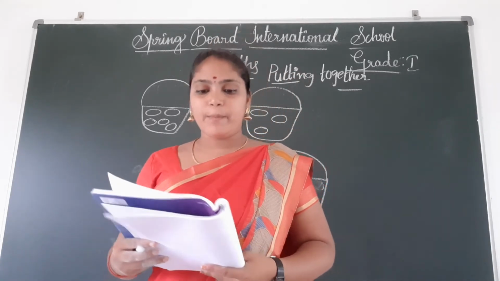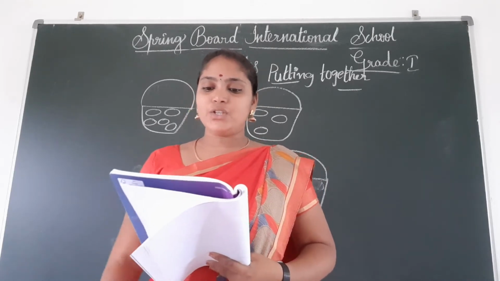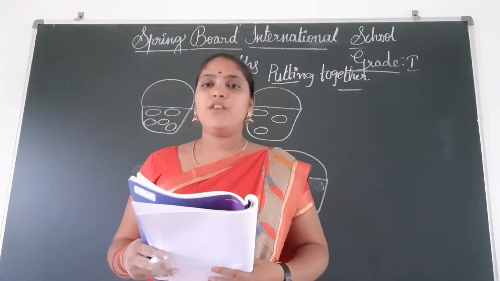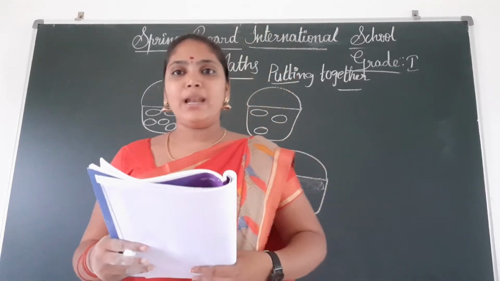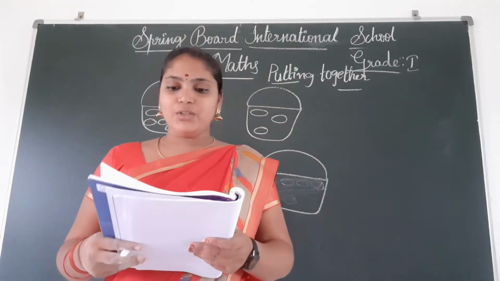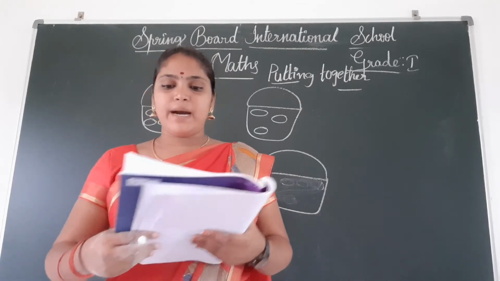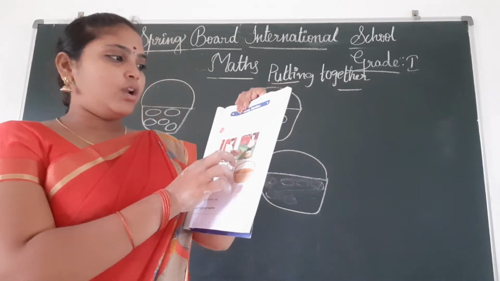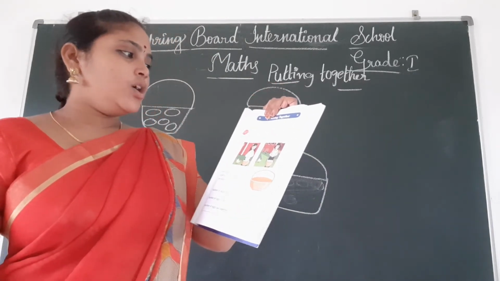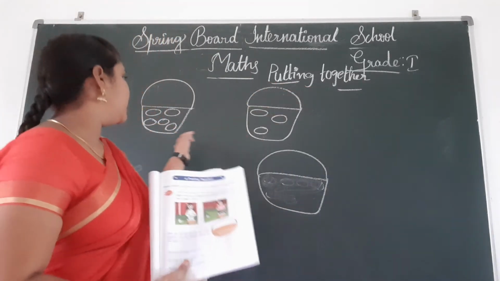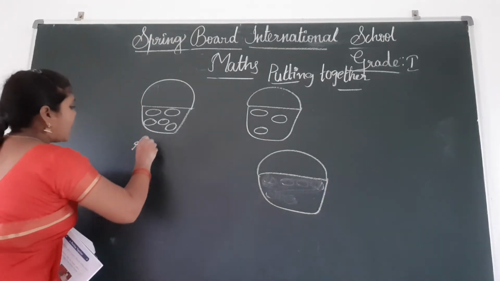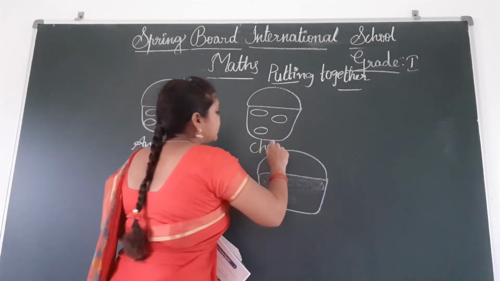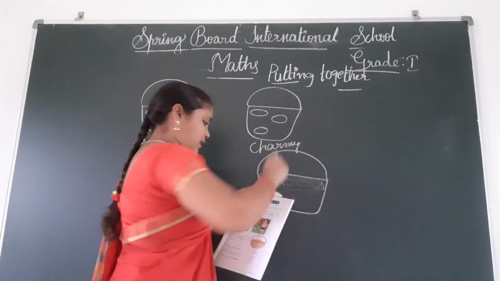Now let's go to the pep activity. Anjali and Charmi helped the farmer to collect the eggs. Okay, Anjali and Charmi wanted to help the farmer. Anjali has 5 eggs in the basket. Okay, here the first girl is Anjali and the second girl is Charmi. So Anjali has 5 eggs in her basket, and Charmi has 3 eggs in her basket.